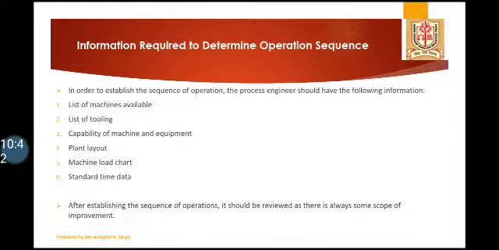Information required to determine the operation sequence. What information is required? List of machines available, list of tooling, capability of machines and equipment, plant layout, machine load chart, standard time data. After establishing the sequence of operations, it should be reviewed, as there is always some scope of improvement.